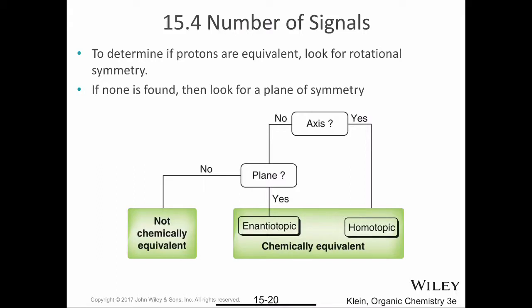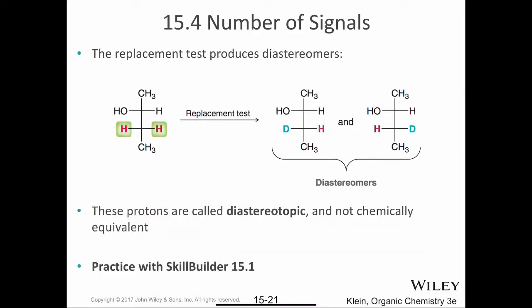So first, to determine if protons are equivalent, we'll look for a rotational axis of symmetry. If we have that, the protons are homotopic. If none is found, then we'll look for a plane of symmetry. If there is a plane of symmetry, then the protons are enantiotopic. If neither of these apply, then the protons are simply not chemically equivalent. If two protons are neither homotopic nor enantiotopic, then they are not chemically equivalent.